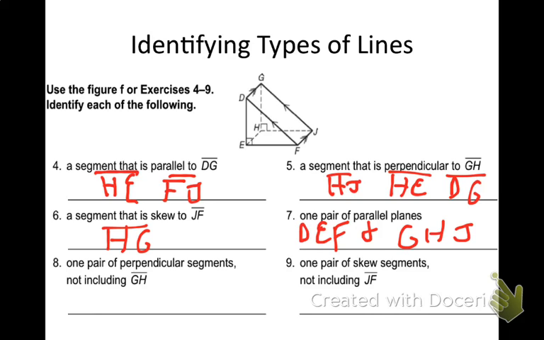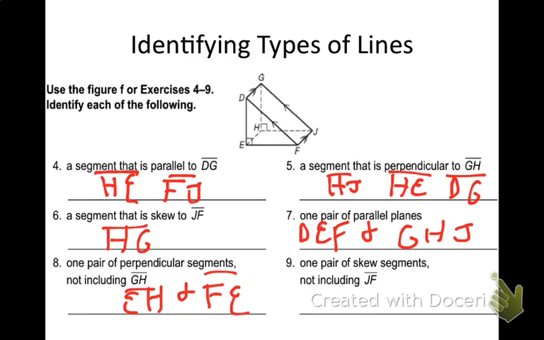Number 8, one pair of perpendicular segments not including GH. What do you say, Noah? I said EH and FE. Nice job. EH and FE are examples. Good work. And last, one pair of skew segments not including JF.